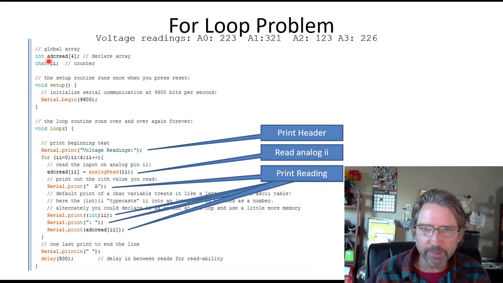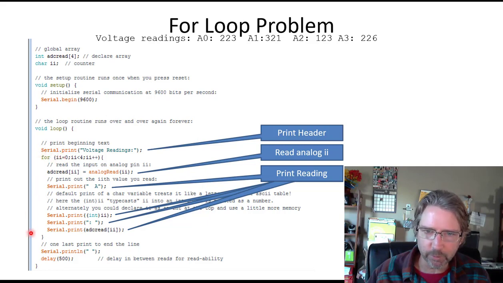But we've defined an array to store everything. We don't actually have to do that because we only use them one at a time, but we're going to save an integer with 4 elements. So 0 through 3 are the index numbers. And then we have ii as our counter index, so it's a char because it only counts up to 4 or to 3.